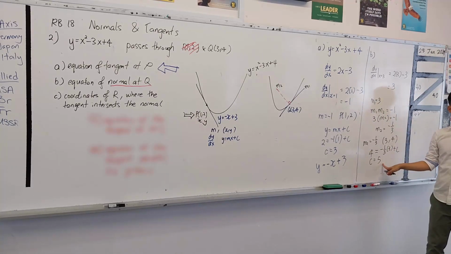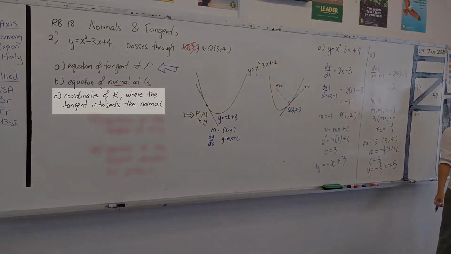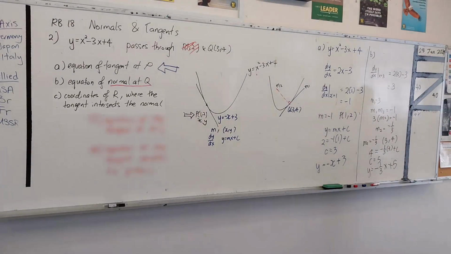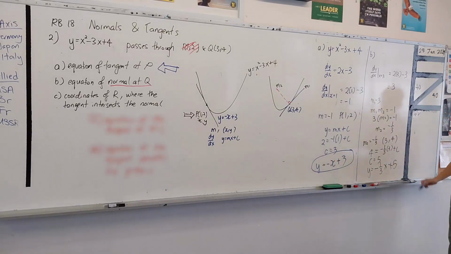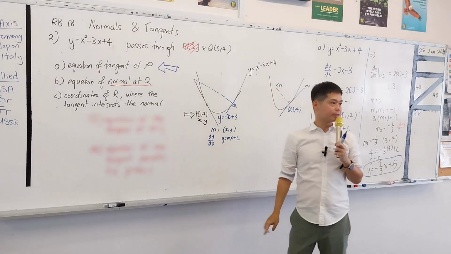So what is the final equation? What's the equation of the normal? y equals -1/3 x plus 5. What must we do? The tangent intersects with the normal. What must we do? Yes, solve simultaneous equations. This is the tangent, correct? That is the normal. Now the question is, this dotted line and this black line, where do they intersect?